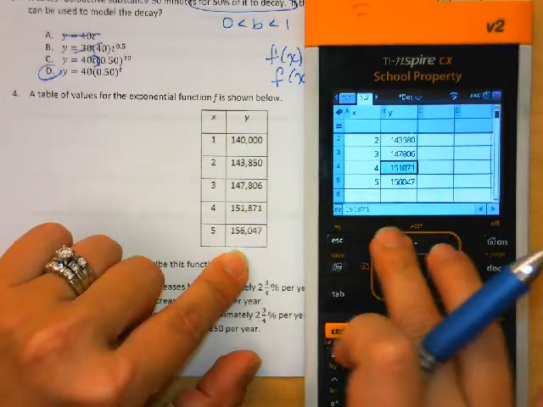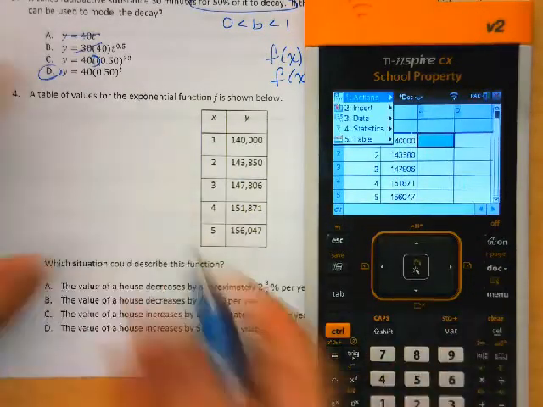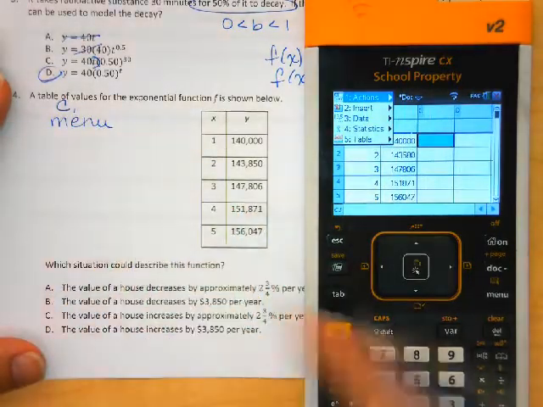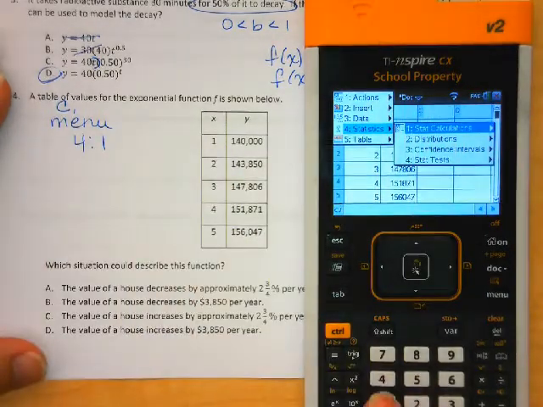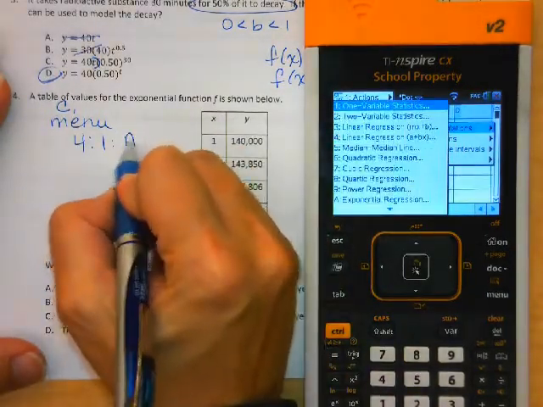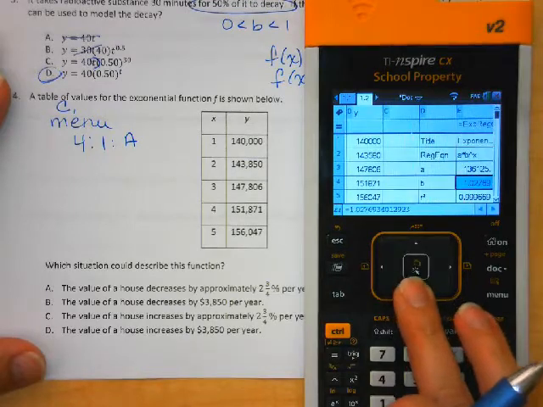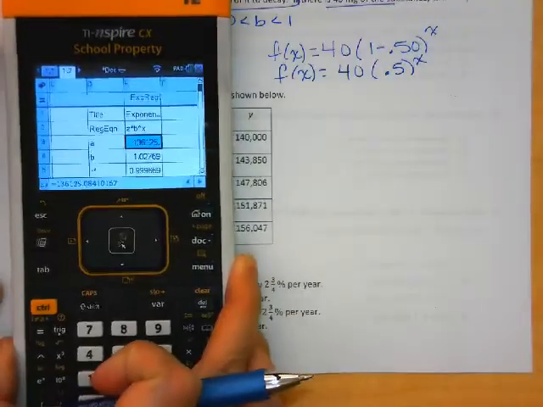We talked about going to cell C1, menu, and I'll write it here for you. Right, so we're in cell C1, menu, 4, 1, and because this is exponential, it will be A. Then we need to put this as X and Y, enter, enter. Okay, here is our regression. And we can see that, in fact, I'm going to move this over here so we can write it.